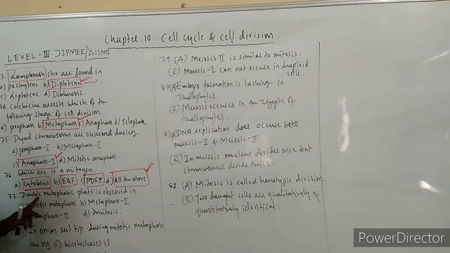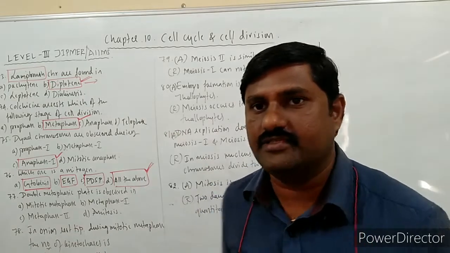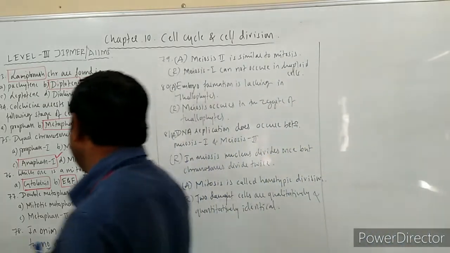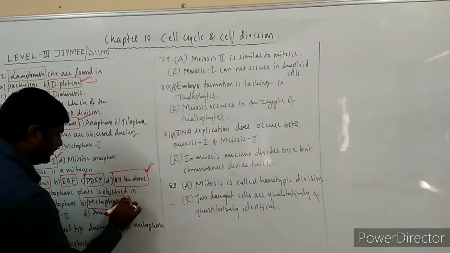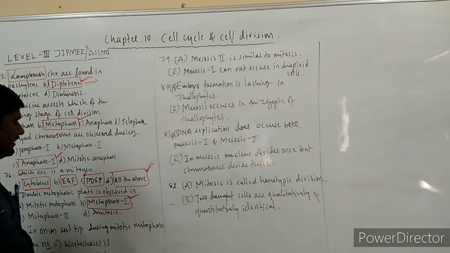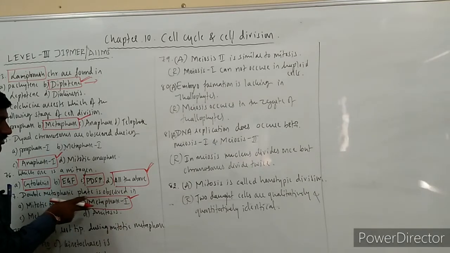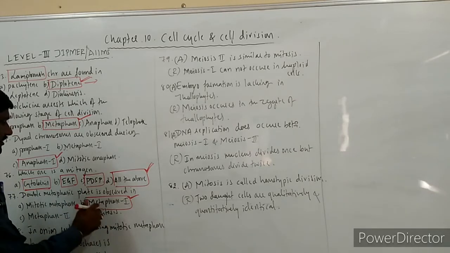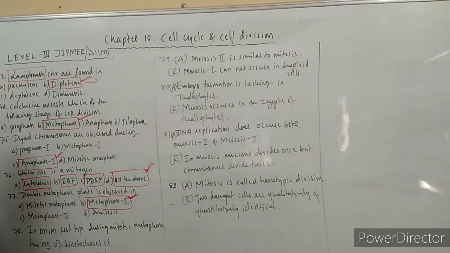And the next one, double metaphasic plate is observed in. As you know, there are two lines of chromosomes arranged in one of the stages. So that stage is what? Metaphase 1. In metaphase 1, the two lines of chromosomes are arranged parallel to the equatorial plate. Hence it is called a metaphasic plate, and the metaphasic plate looks like a double. Hence, the double metaphasic plate is observed in metaphase 1, which is the right answer for this question.